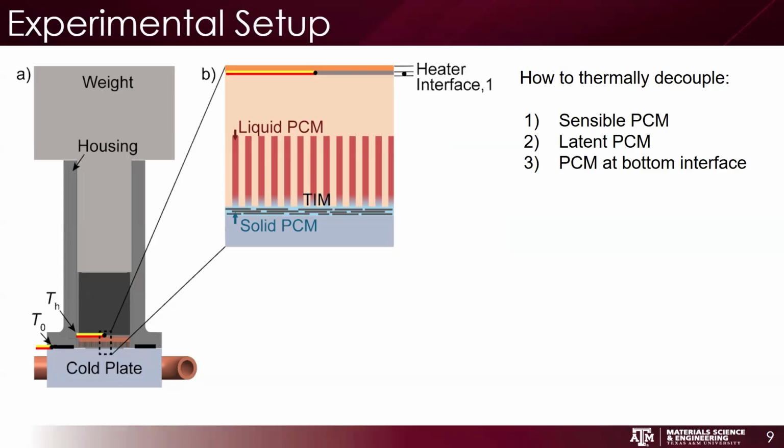So when you add PCM to the system, you have sensible contributions of the PCM, latent contributions of the PCM, as well as a change in the interface: instead of air, it would be a metal to liquid PCM. Also, since this is a quasi-isothermal temperature condition, it could pin the temperature below the melting temperature. Even though you're pumping energy into the system, there could be melting, but this could still be solid or liquid. So there's a thermal gradient within the system, even at steady state.